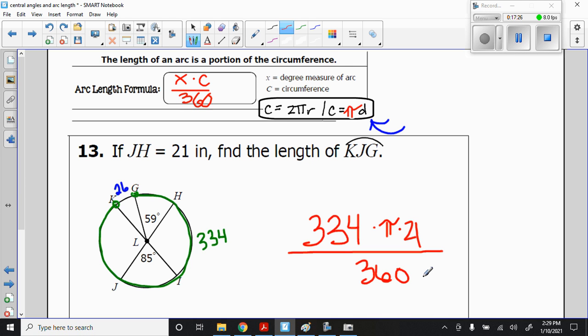So 334 times pi times diameter divided by 360, and I get 61.2 will work. Right around 61 approximately, meaning we're rounding. All right, I hope that was enough, and I know this is tough and a lot going on, but I hope I went nice and slow and made some sense out of this.